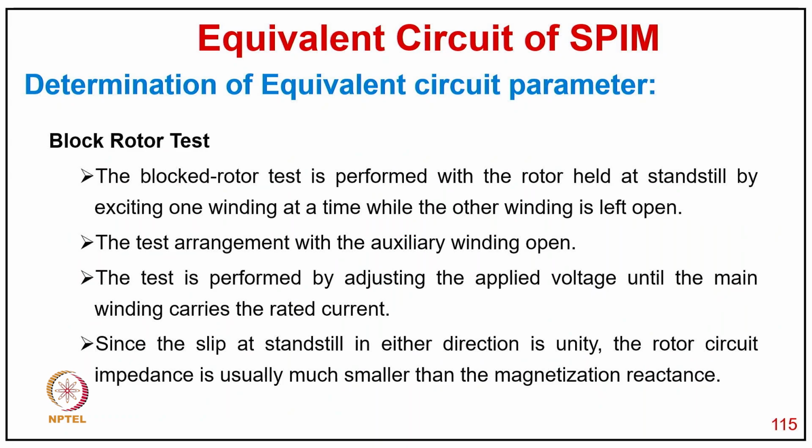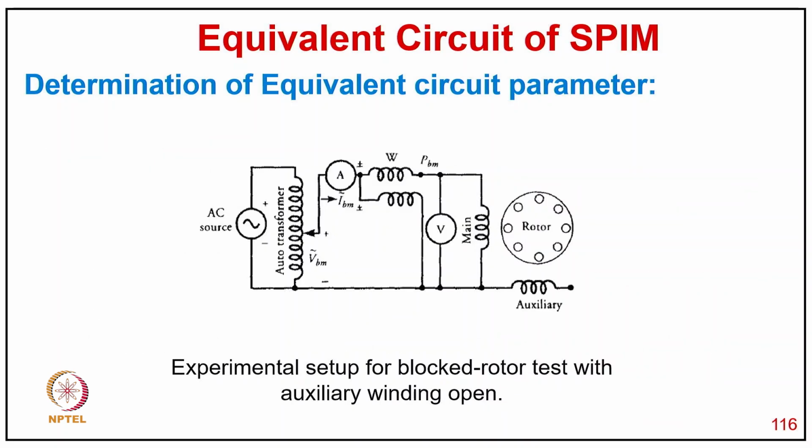So coming first to the blocked rotor test. The blocked rotor test is performed with the rotor held stand still, by exciting one winding at a time while the other winding is left open, and the test arrangement is with the auxiliary winding open. The test is performed by adjusting the applied voltage until the main winding carries rated current. Since the slip at standstill is 1 in either direction, the rotor impedance is usually much smaller than the magnetizing reactance. And you can see the circuit setup for making this test.